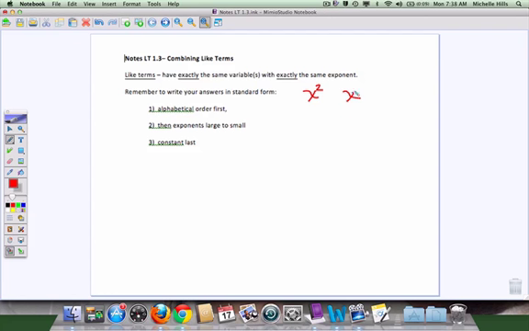So when we're talking about combining like terms, we're talking about whether we can add or subtract these with each other, and we can't. But 1x squared and a 4x squared, I can add or subtract because they're both x to the second powers. 4x squared plus another x squared would be 5x squared.